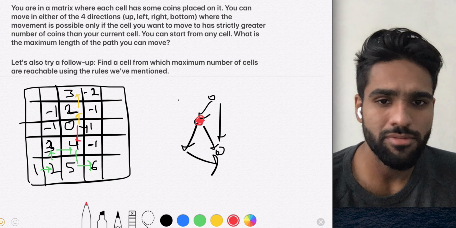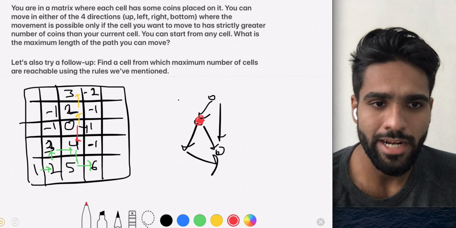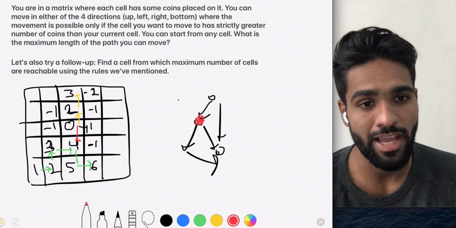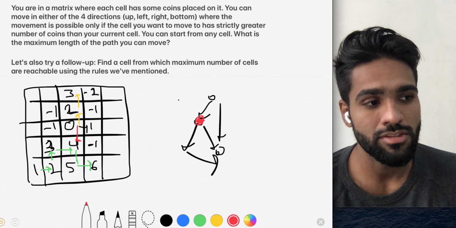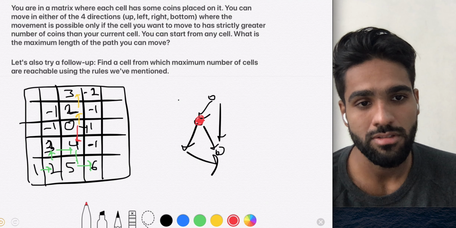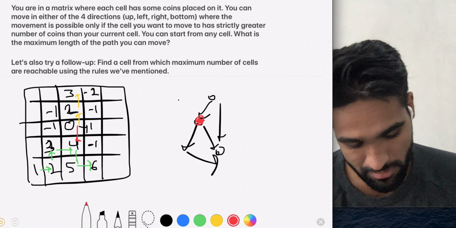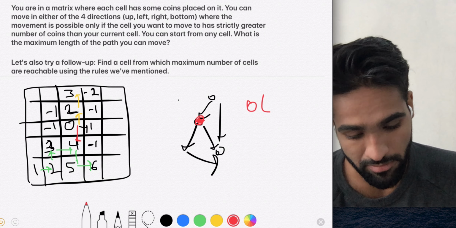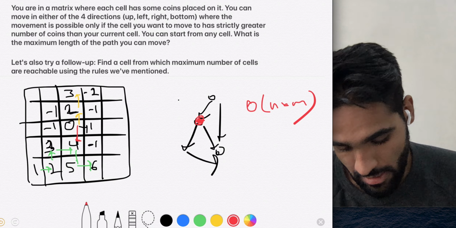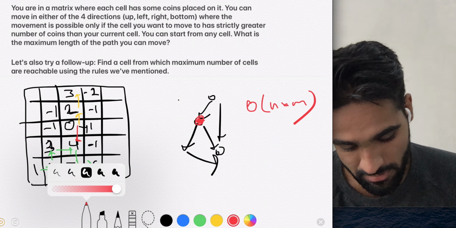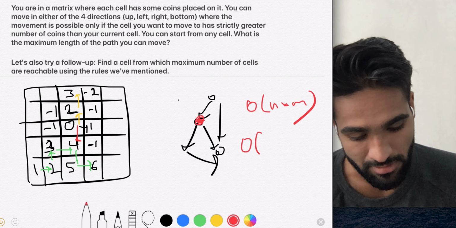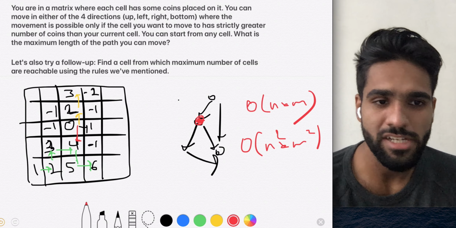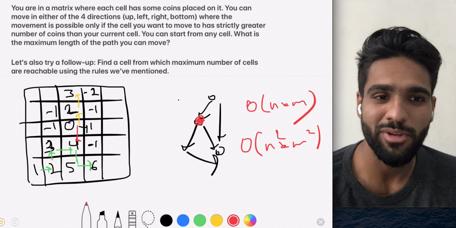So you basically start a DFS from the cell and start exploring the whole graph. And you don't have to visit a cell again, and you will be guaranteed to visit all the reachable nodes from this set. So that DFS is very simple to execute. It's just order of n into m, right? And then you do it for everybody. So that's basically n square, m square. And that's a pretty good solution. This is what I would be looking for.